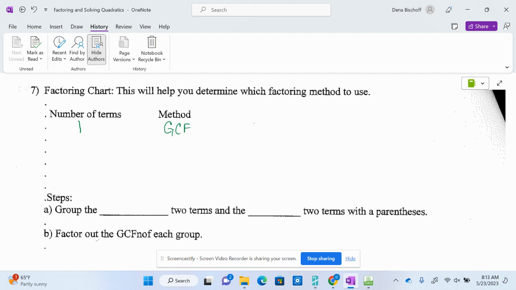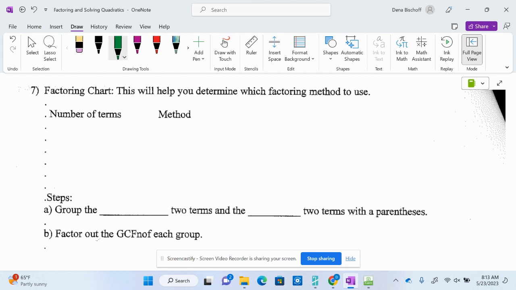And here's my example. If I have 4x squared, actually, that doesn't even make any sense. Don't even write that down. You can't have one term. We're going to start with two terms. If we have two terms, you can look for a GCF. But really, you want to look for the difference of two squares. Do you guys remember that? The difference of two squares is something like x squared minus 4. This is an example of difference of two squares.